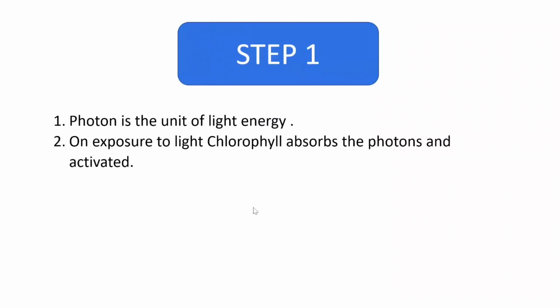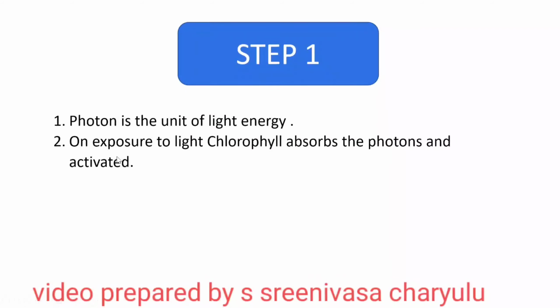Step 1. In this, the chlorophyll is exposed to sunlight. It absorbs the energy present in photons and the chlorophyll molecule is activated. What is a photon? Photon is the unit of light energy which is present in the sunlight.